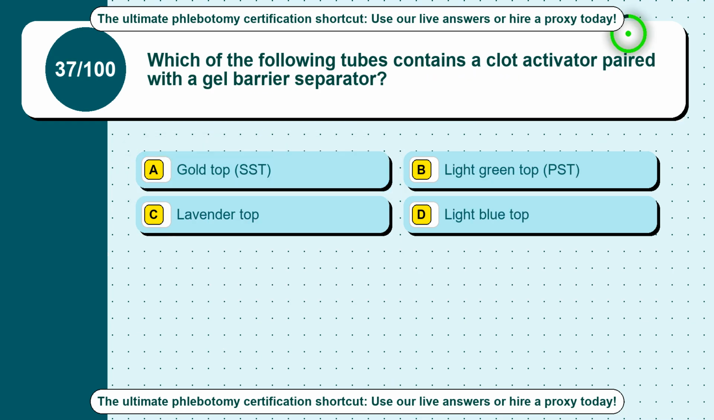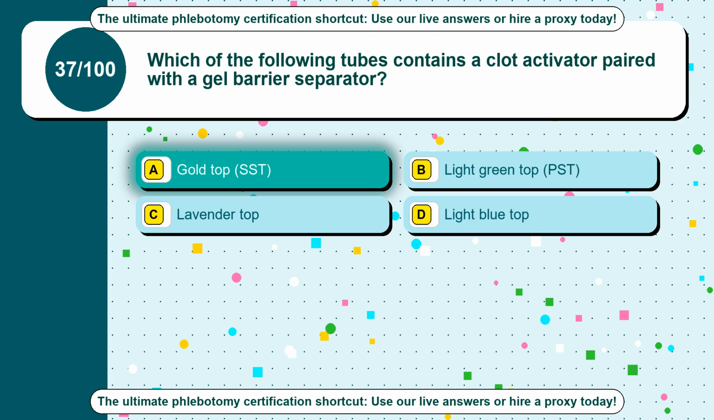Question 37. Which of the following tubes contains a clot activator paired with a gel barrier separator? Option A, gold top, SST. Option B, light green top, PSD. Option C, lavender top. Option D, light blue top. The correct answer is option A, gold top, SST.